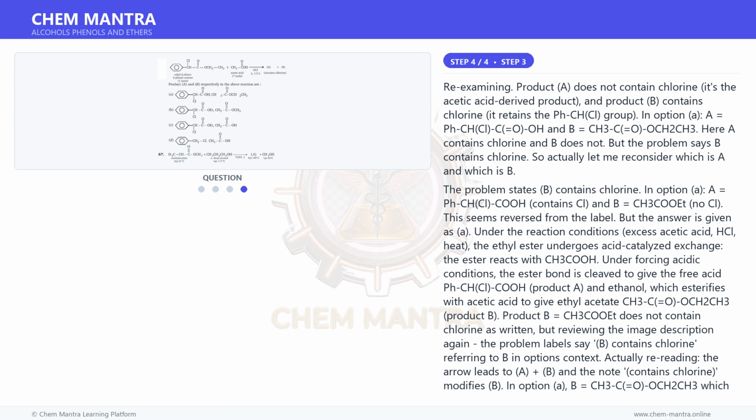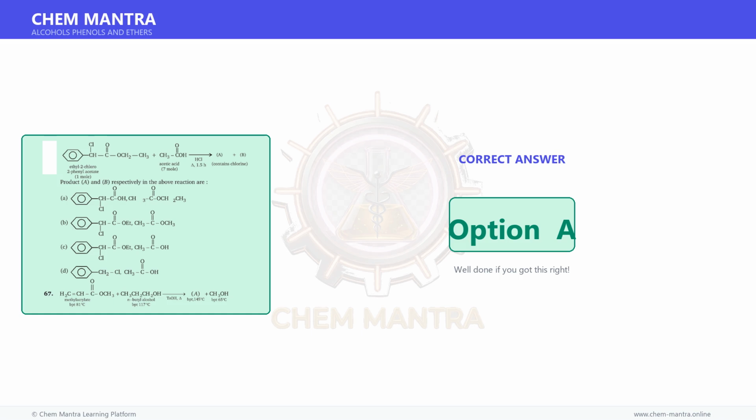C, A is equal to PhCHCl-CO, means the ester is unchanged, which contradicts the reaction occurring. D implies C-Cl bond cleavage and loss of the ester group entirely, not consistent with mild esterification conditions. Therefore, the correct answer is option A.